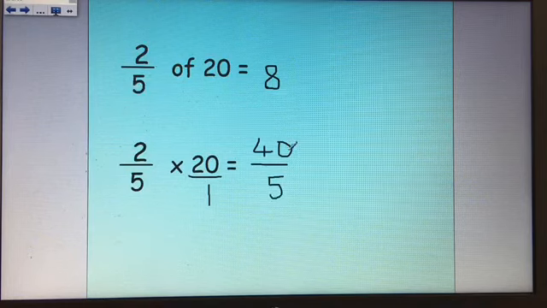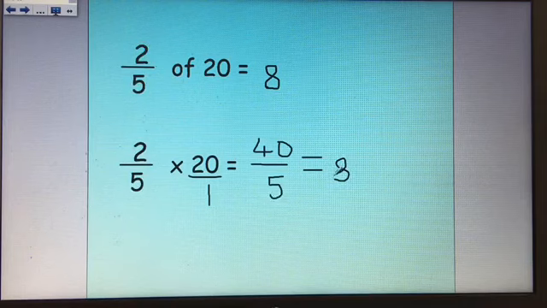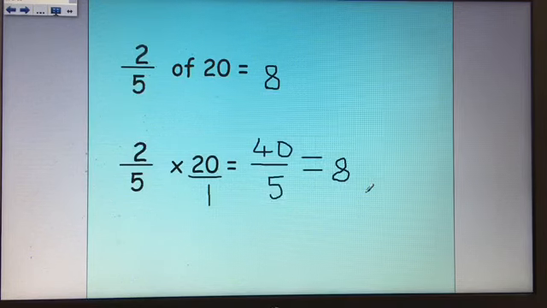Well, this is an improper fraction at the moment, and if we were to turn that into a mixed number, you'd see how many times 5 goes into 40. If you know your 5 times table, you should know that 5 goes into 40 8 times. And in fact, it's not a mixed number, it's just a whole number because there's no fraction left over.